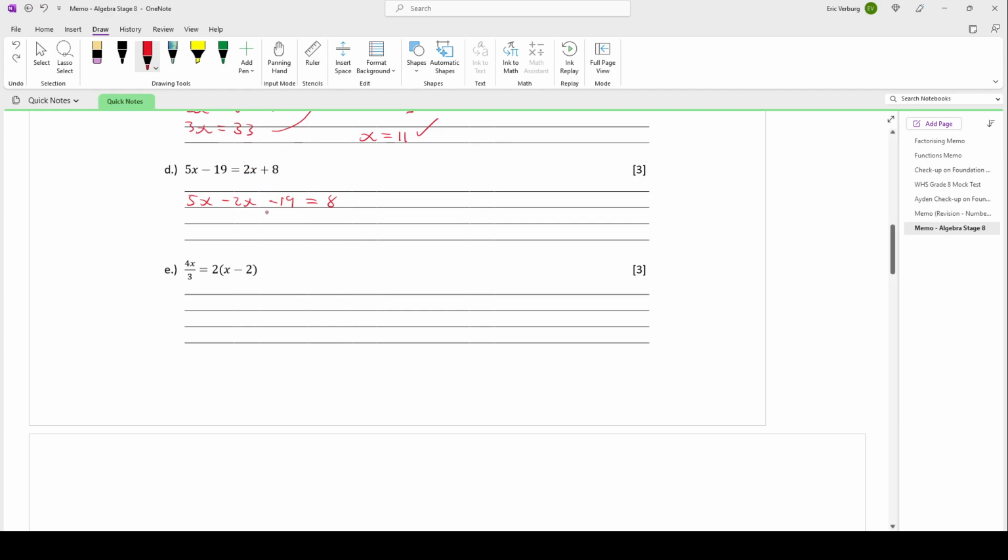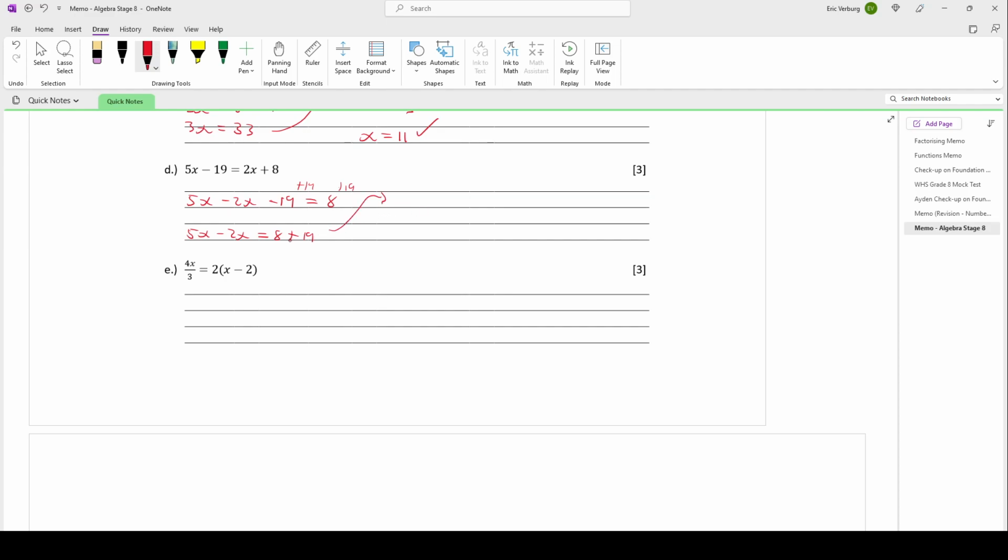Okay, so now we also want to get rid of the minus 19. So we only want x's on the left. So then we're going to say plus 19 on both sides. So if we add 19 to both sides, what do we have? Then we've got 5x minus 2x, and then the minus 19 plus 19 will cancel out, which is why we do plus 19. And on the other side, we'll have 8 plus 19.